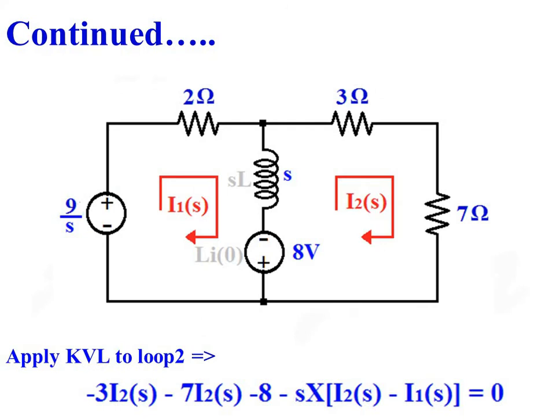Now apply KVL to second loop. So in this loop there are 4 voltage terms. Voltage drop across 3 ohms resistance, voltage drop across 7 ohms resistance, the voltage source due to initial current flow through the inductor, and voltage drop across the inductor.